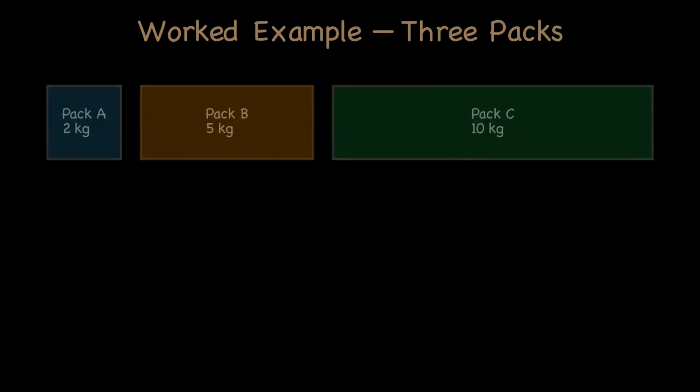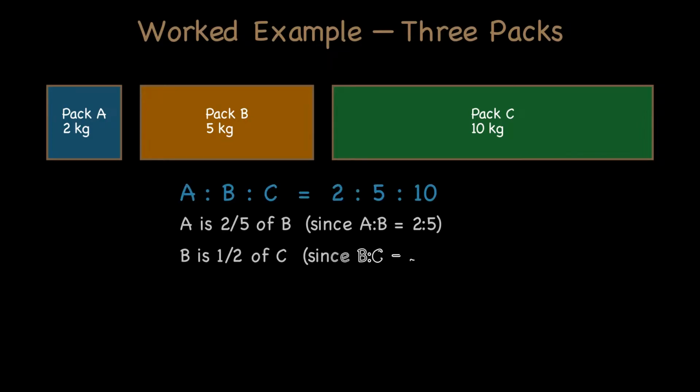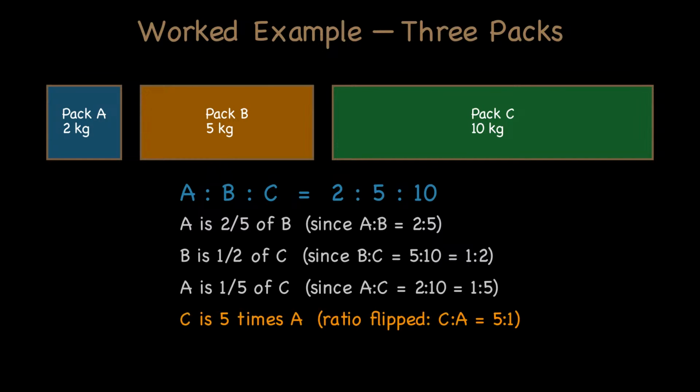Here's a worked example. Pack A weighs 2 kilograms, Pack B weighs 5 kilograms, and Pack C weighs 10 kilograms. Look at the bar model. You can see how they compare visually. The combined ratio is A to B to C equals 2 to 5 to 10. Now we can express fractions easily. A is 2/5 of B, B is 1/2 of C, because 5 to 10 simplifies to 1 to 2. A is 1/5 of C, and flipping the ratio, C is 5 times A. See how the ratio and the fraction are two sides of the same coin.